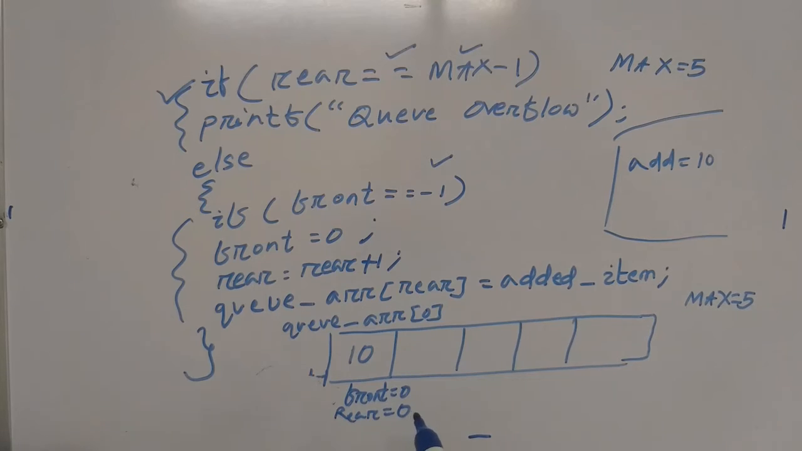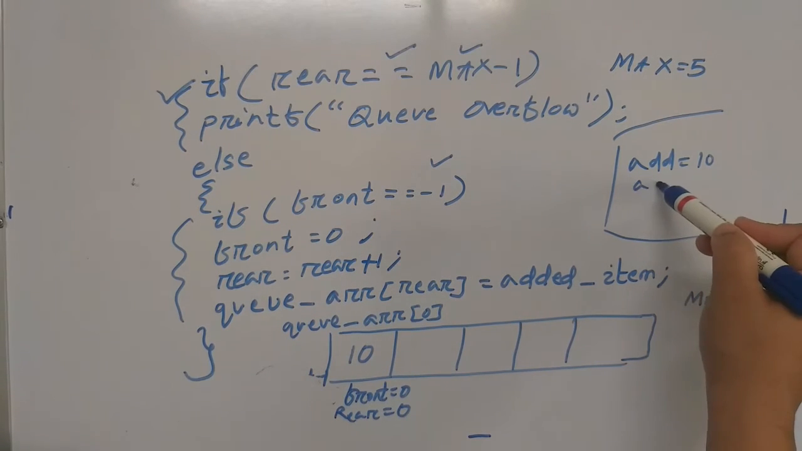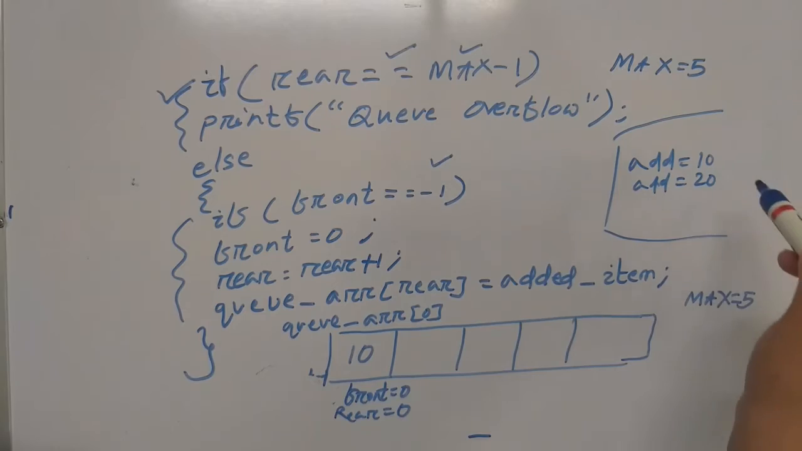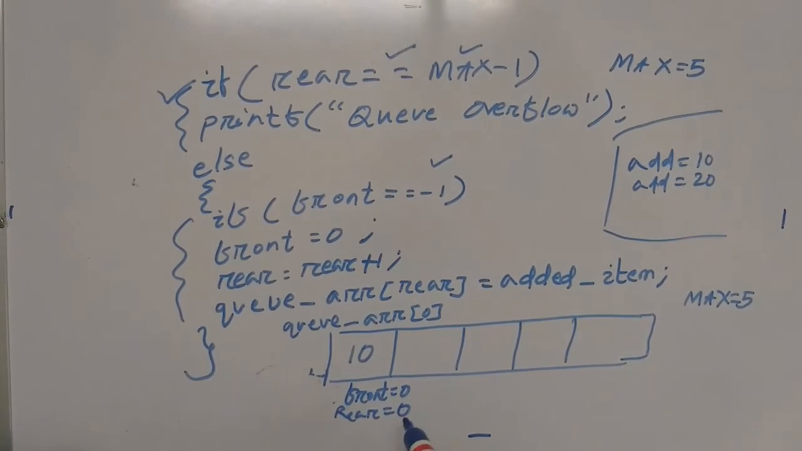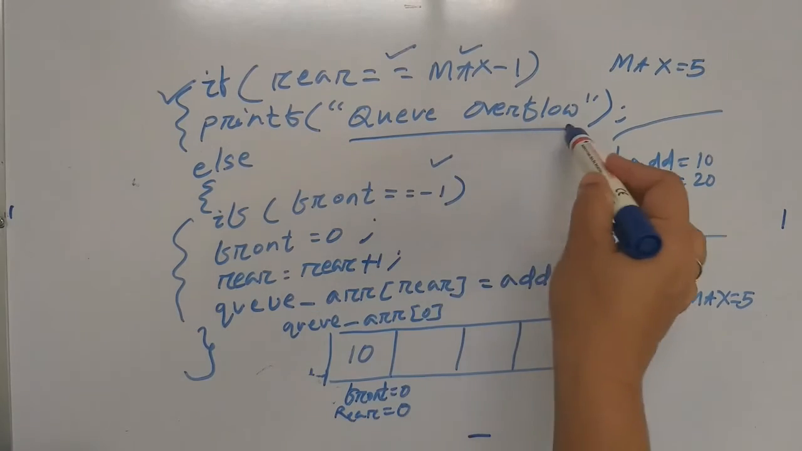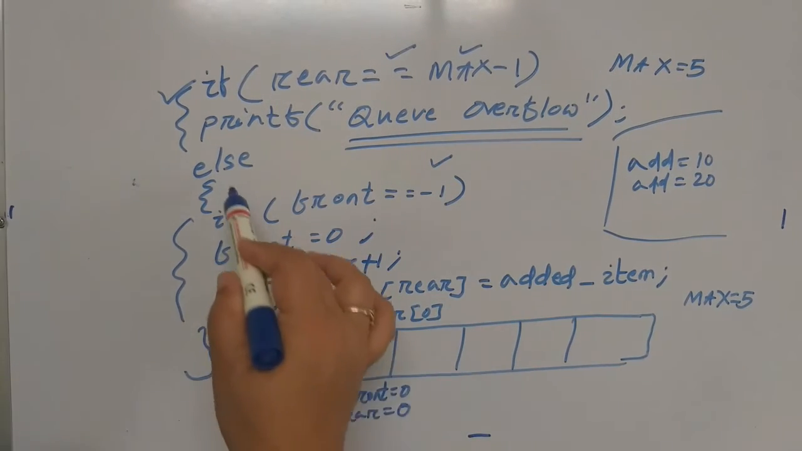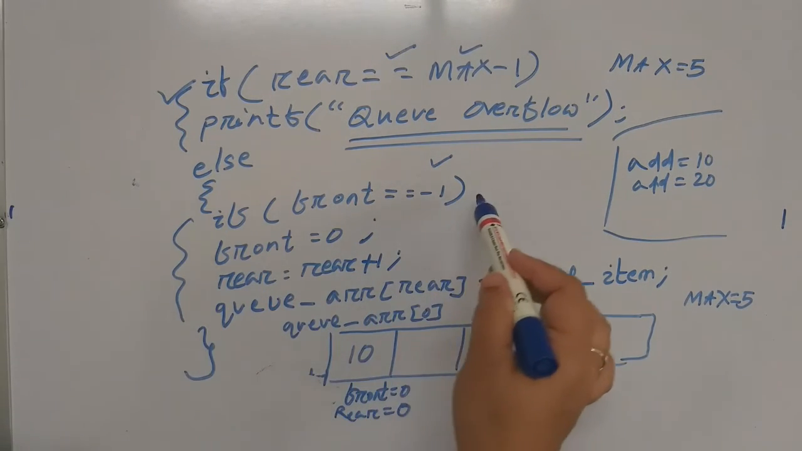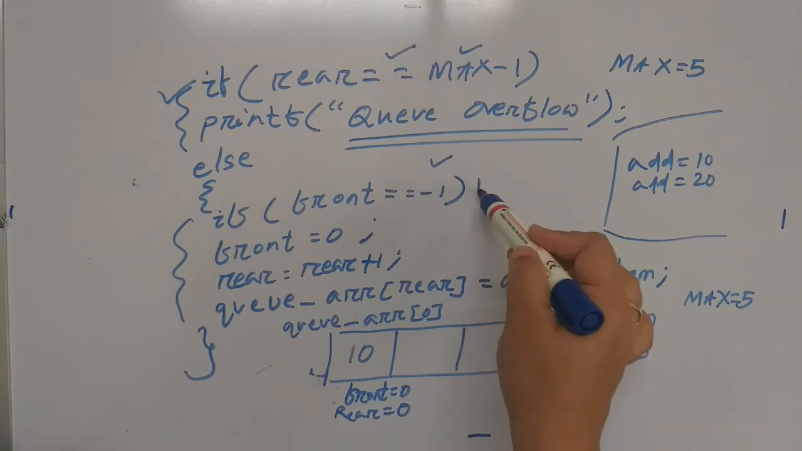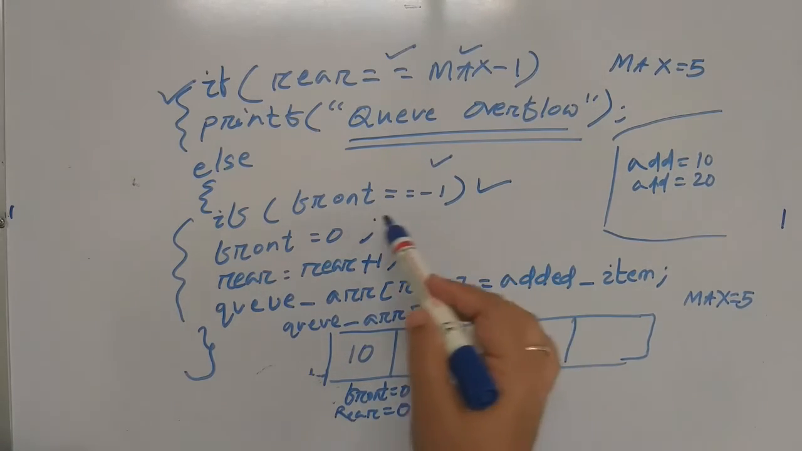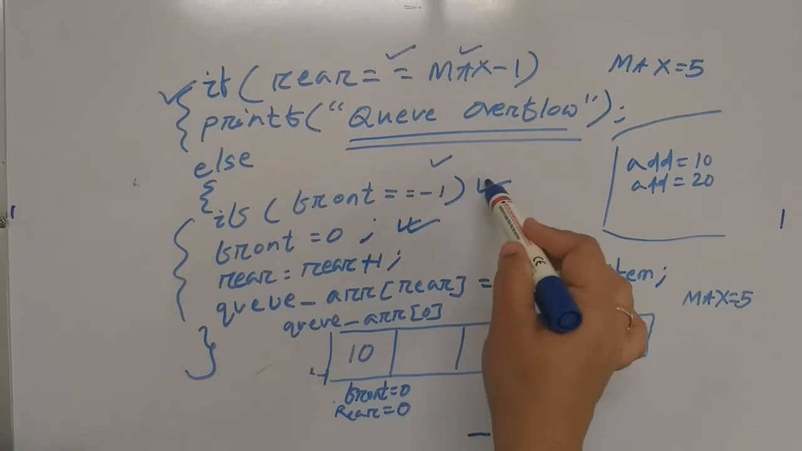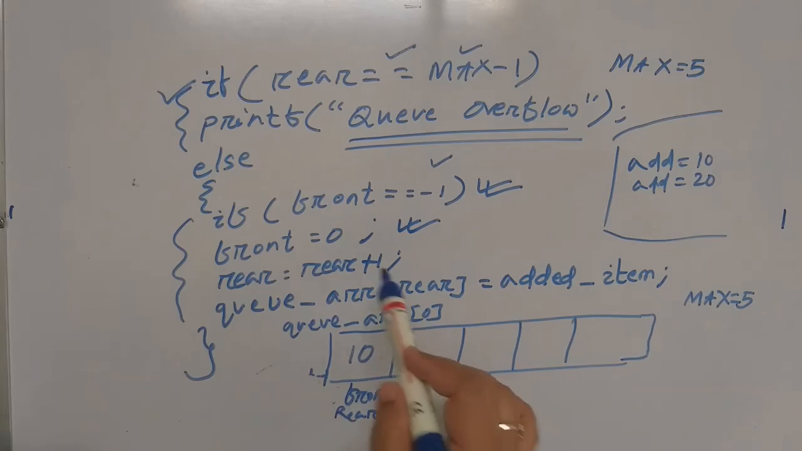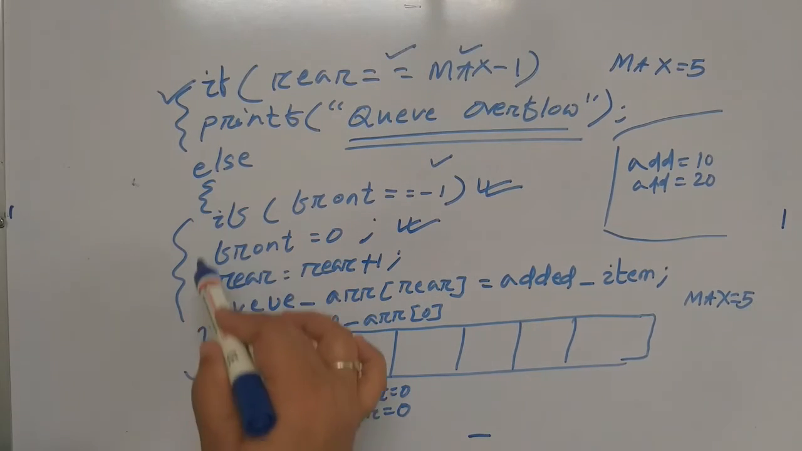Okay, then next, suppose we want to add another value, add equal to 20. Then what are we doing? If rear is equal to max minus 1 — now the rear value is 0, it is not max minus 1. So the overflow condition has not happened here. Else, if front is equal to minus 1, this also has not happened here. So after this, the front equal to 0 line is written, but we are not executing it. But in that else, all these things are executed.